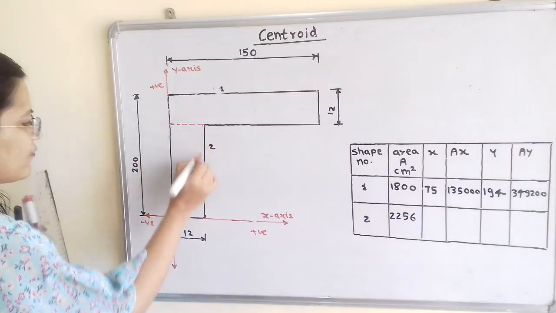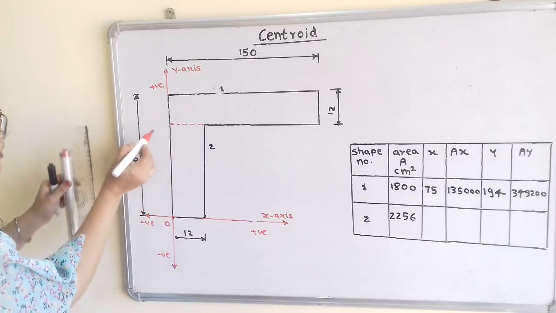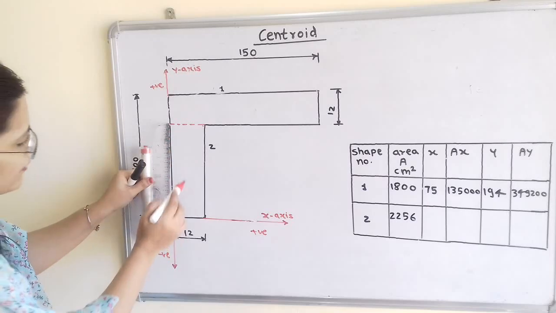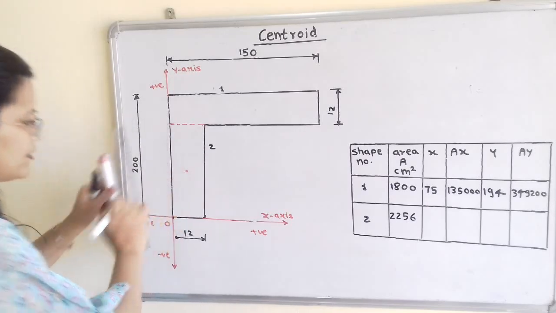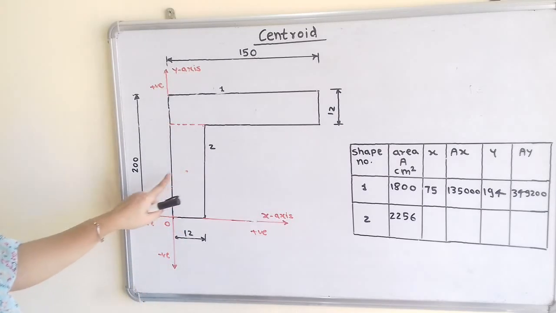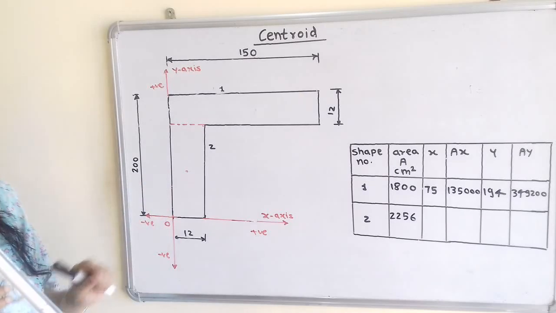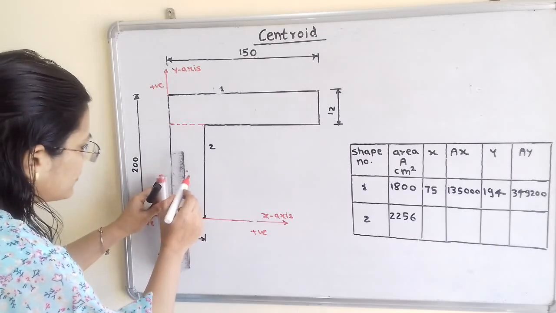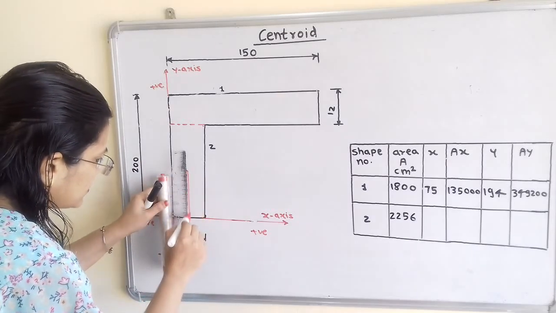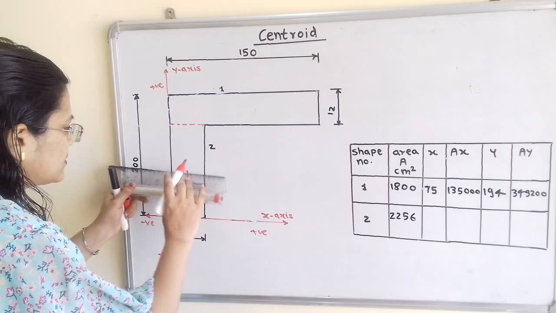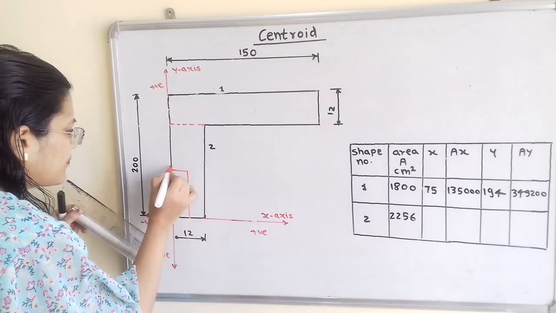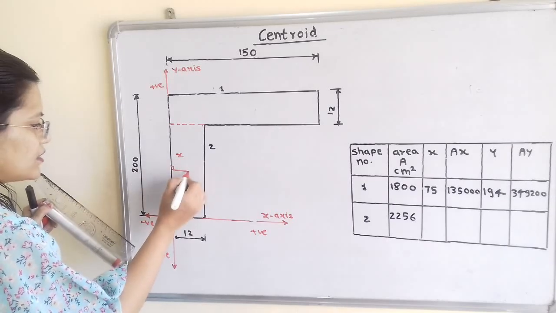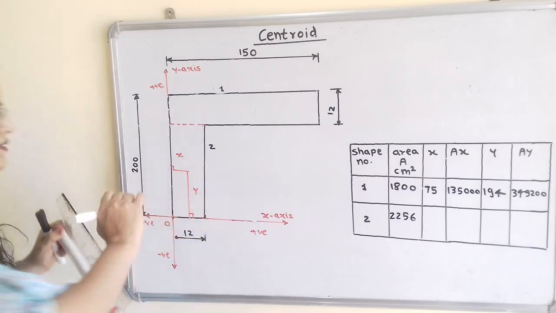So center point for the shape number 2 is nothing but we have to take this remaining length here and we will select the center point. Now for this center point we will drop two perpendiculars. One is on x axis and one is on y axis. So I will show here. So this is first perpendicular and this is second perpendicular. Now this horizontal distance is known as x and this vertical distance is known as y.